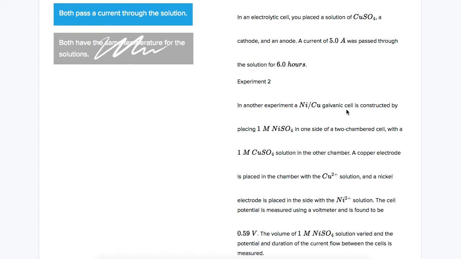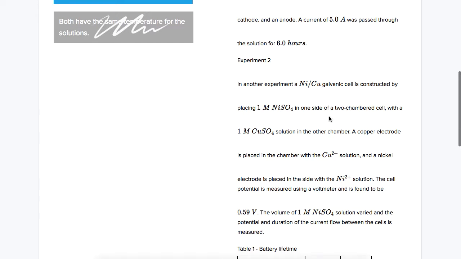a NiCu galvanic cell is constructed by placing 1 mole NiSO4 in one side of a two-chambered cell with a 1 mole CuSO4 solution in the other chamber. Okay, this is long and complicated, right? A copper electrode is placed in the chamber with the Cu2+ solution, a nickel... Okay, it keeps going. I'm just going to scan through here. I don't want to read this all out loud to you.